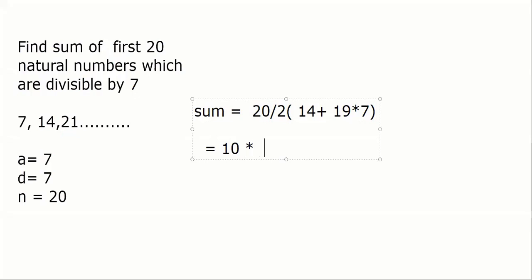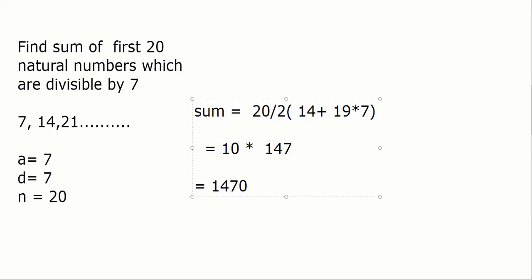10 times, 19 into 7 is how much? 133. 133 plus 14. Tell me how easy it is. Everyone got this? 1470. Some of you made a calculation mistake, but I believe everybody knows.